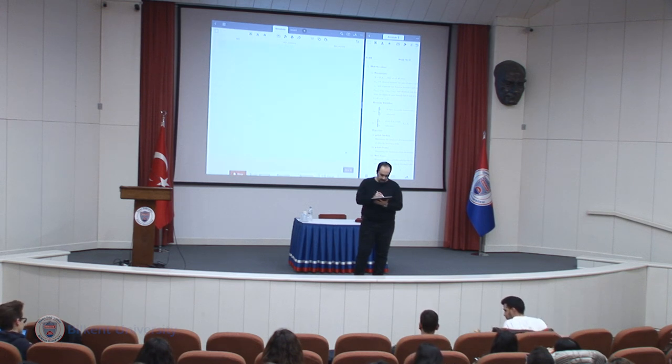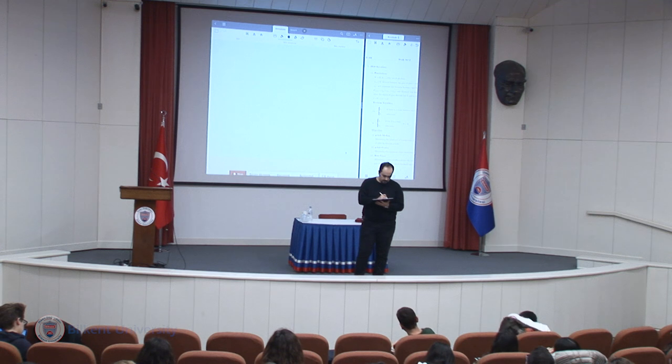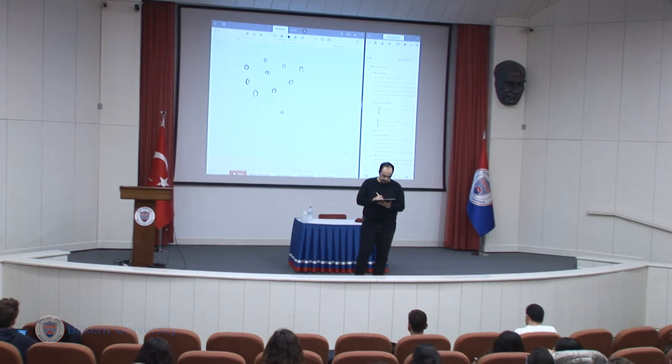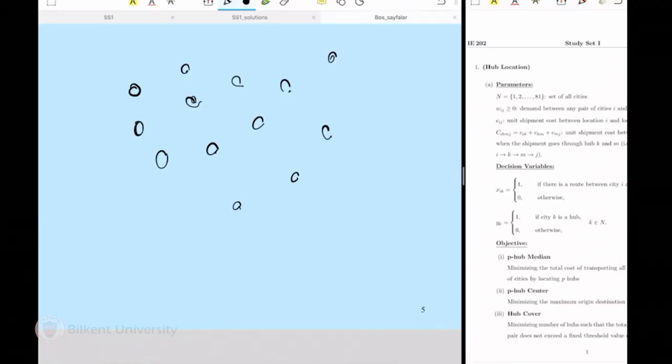So assume that we have some cities as nodes here. And according to the cost of transportation and the demand between the cities, so here in this question, the demand is like the number of passengers daily going from one city to another, or if it's related to the transportation of cargo, it's how much cargo is transported from one city to another. So it's the demand, and it has some cost. These two factors are important.